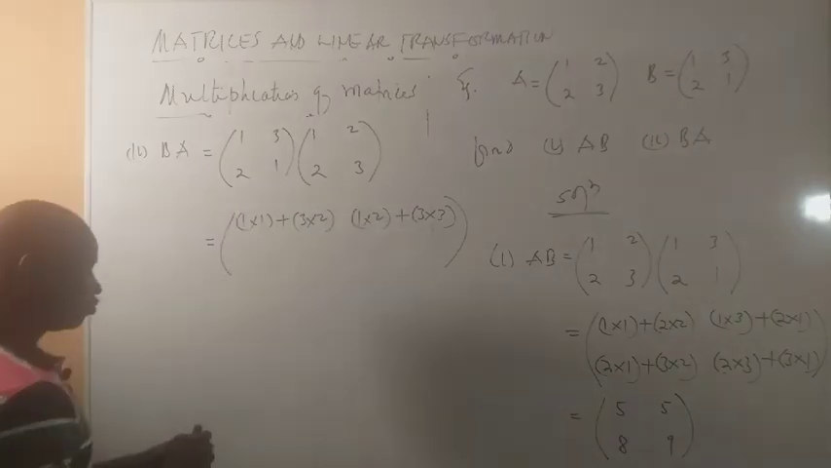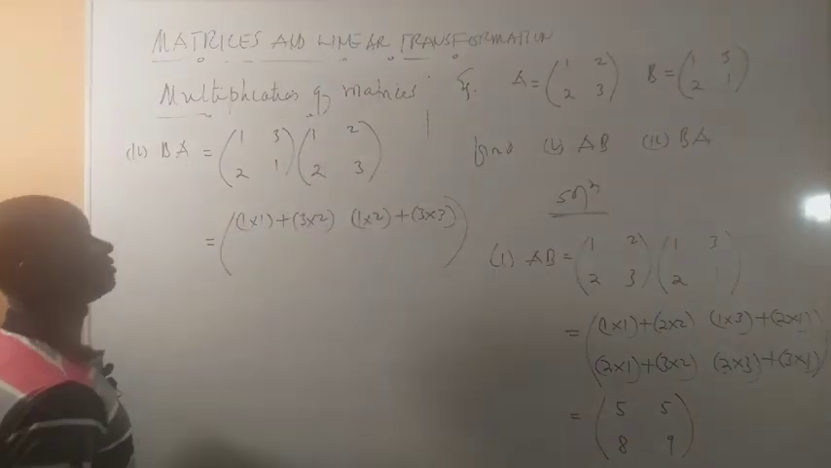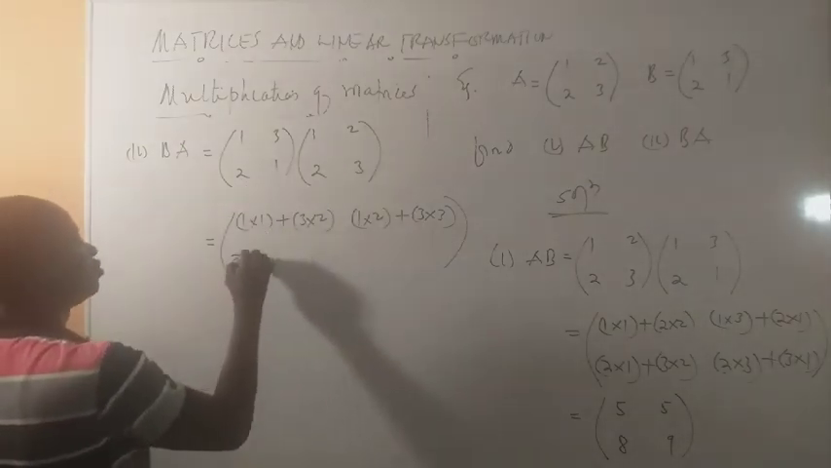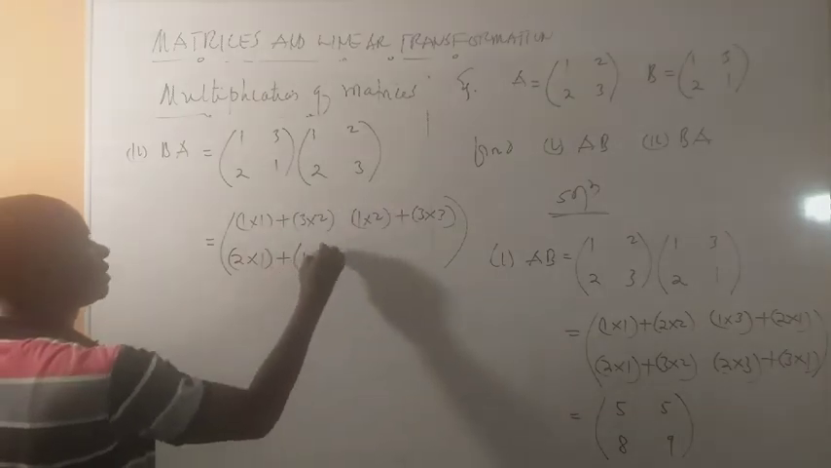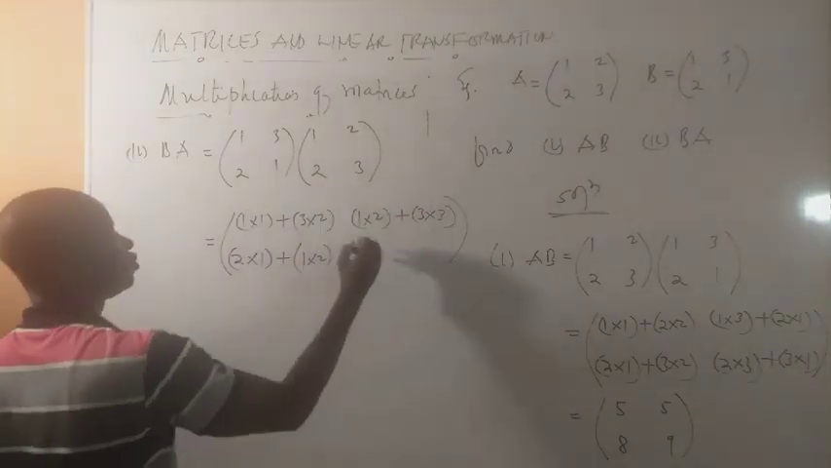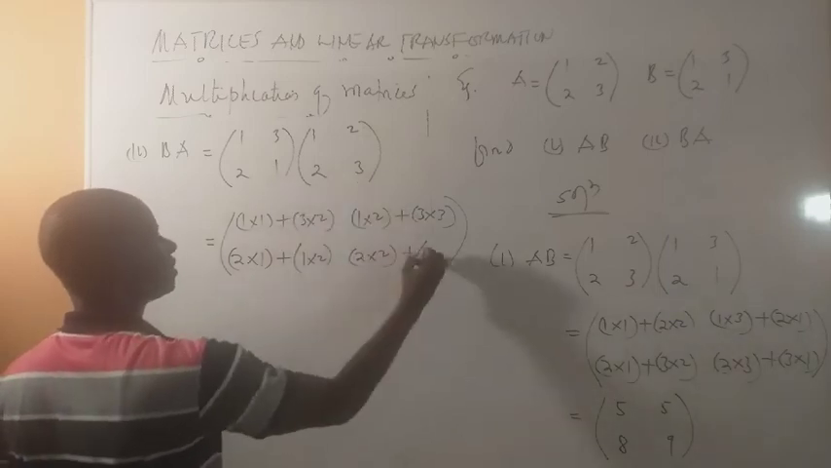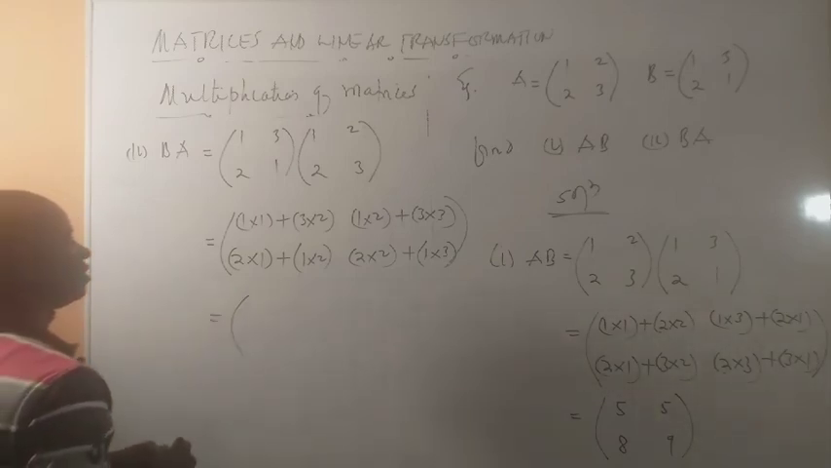Then we are now going to use the second row of the first matrix to multiply the 2 columns of the second matrix. And this will be equal to 2 times 1 plus 1 times 2. Then 2 times 2 plus 1 times 3. So now we simplify.